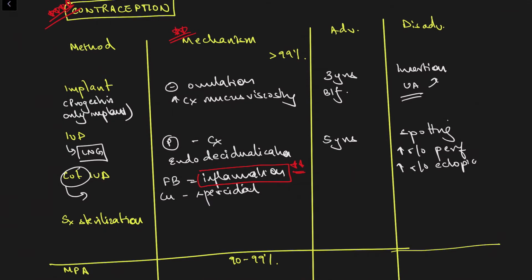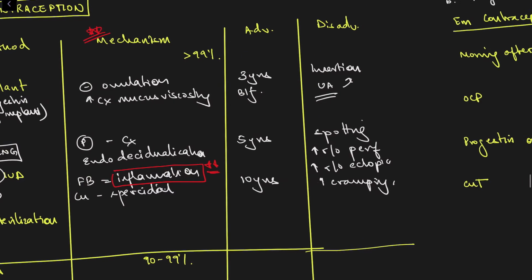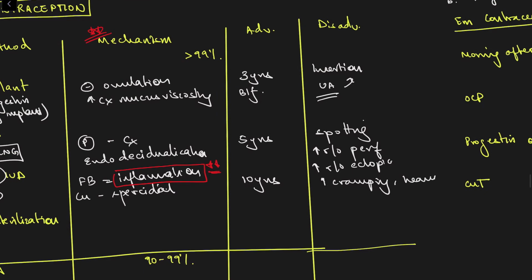The advantage of copper T is that it can be used up till 10 years, and the disadvantage is that there is increased cramping, right? And the bleeding is very heavy bleed. Also, there is again risk of perforation and rarely risk of ectopic.